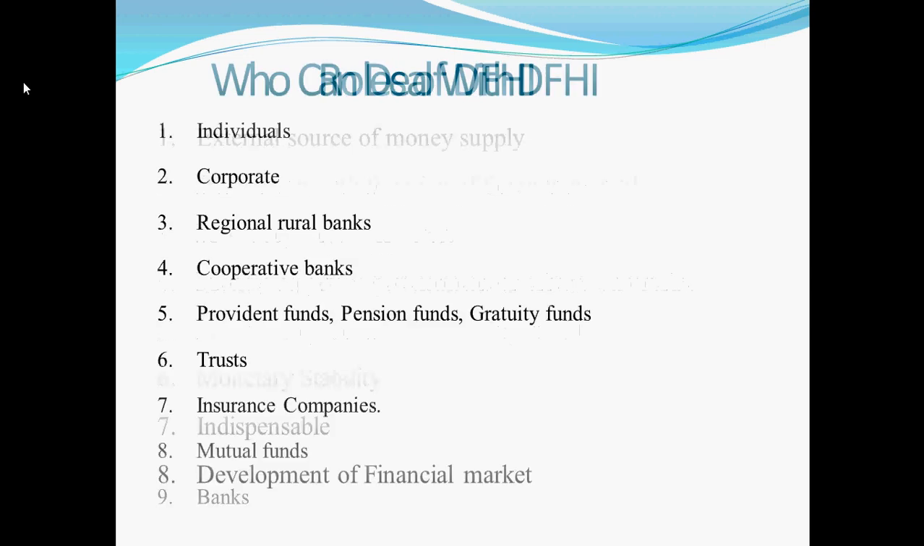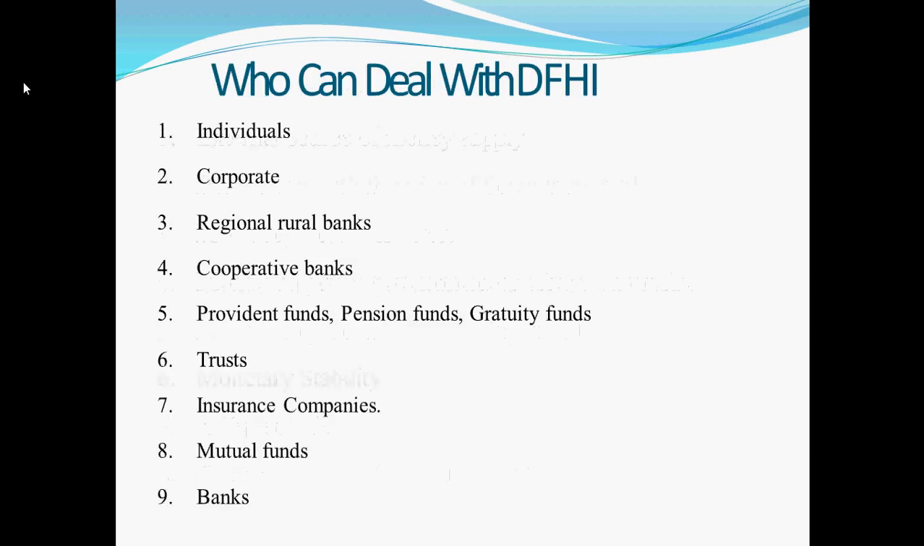Now there is a question: who can deal with DFHI? Individuals, corporates, regional rural banks, cooperative banks, provident funds, pension funds, gratuity funds, trusts, insurance companies, mutual funds and banks can transact with DFHI with various financial instruments.